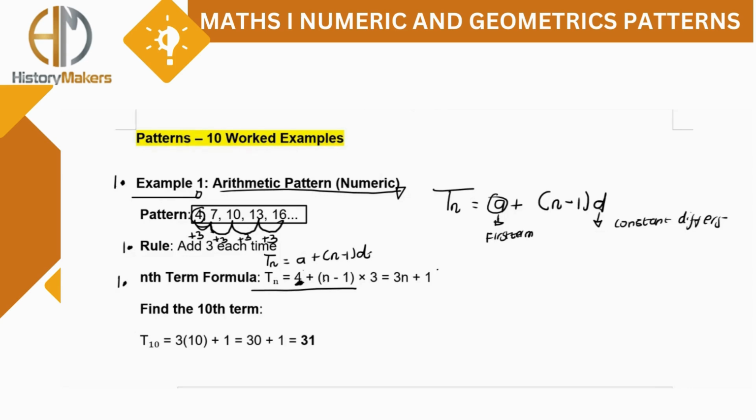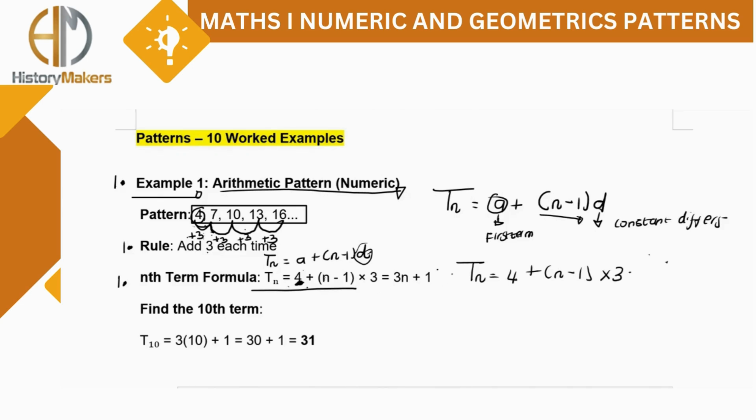Our nth term is what we are looking for, so this does not change. The minus 1 is originally given to us. And our d is the constant difference. What was the constant difference? 3, because we added 3 to get to the next term, added 3 to get to the next term, and added another 3 to get to the next term. So ultimately, we have Tn equals 4 plus (n minus 1) multiplied by 3.